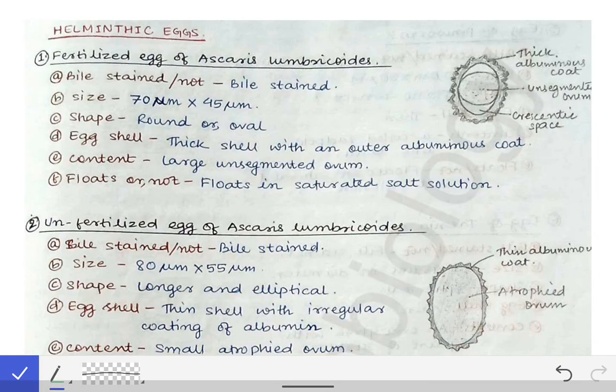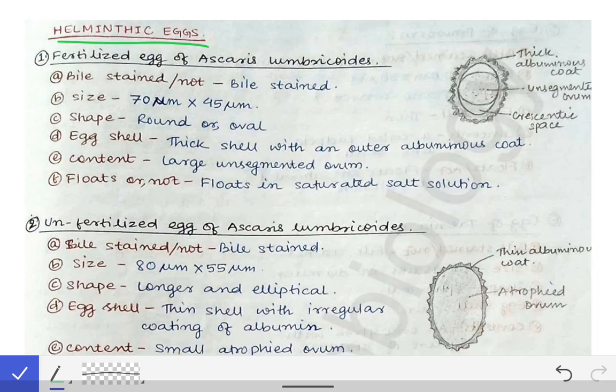Now we are going to read about the helminthic eggs. You may ask a question, why should we know about all those helminthic eggs? The reason is quite simple. The number one reason is that these eggs may be asked as a short answer question or as short notes in the university exams, and you will be able to answer those questions only if you know about those eggs.